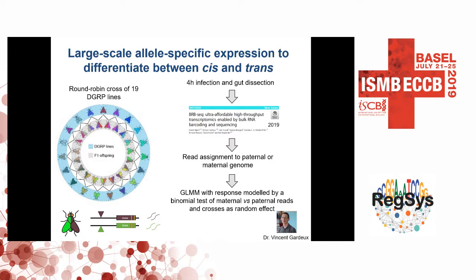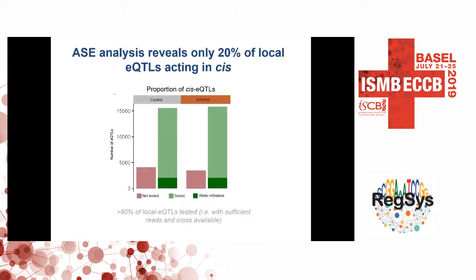We assign them to either the paternal or maternal allele, and then we use this general linear mixed model with the response modeled by a binomial test, since we're dealing with read counts, of maternal versus paternal reads, and then the crosses as random effect. And so the result of that is very surprising, and again, I welcome very much your input here, because what we noticed is that very few of what we thought would be truly cis eQTLs actually act in cis.